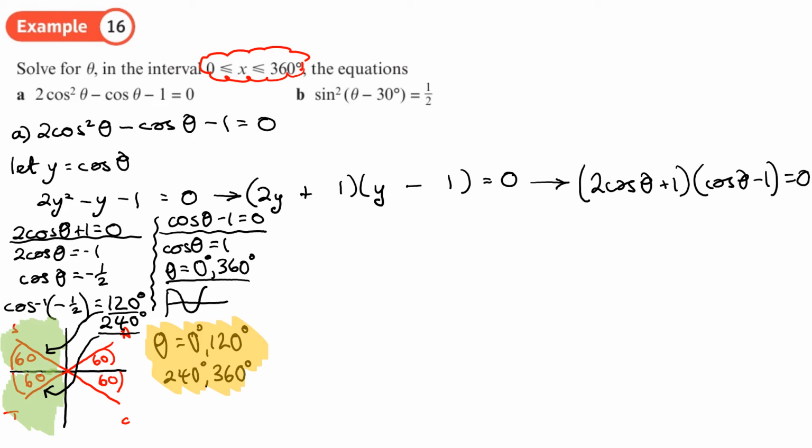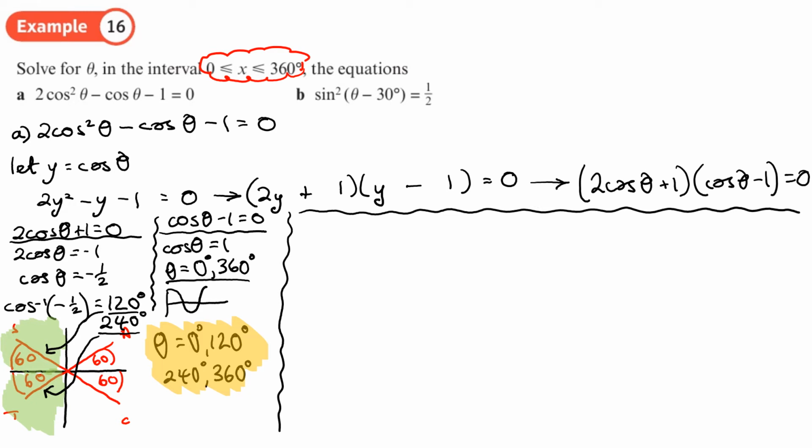Right, part B, hopefully got enough space here. Part B. Right, so we have sine squared of theta minus 30 degrees is a half. So the first thing we do is to square root both sides. So we'll have sine of theta minus 30 is equal to, now remember, we have a positive and negative square root. So we've got positive or negative 1 over root 2. So we need to look at each one of those separately.